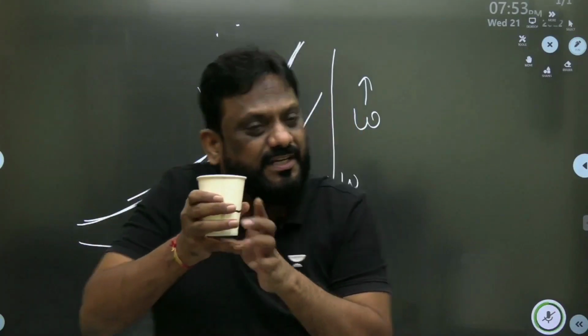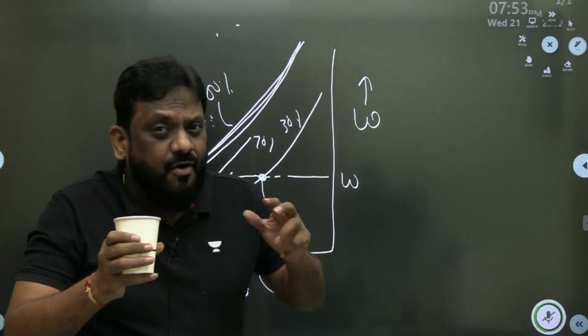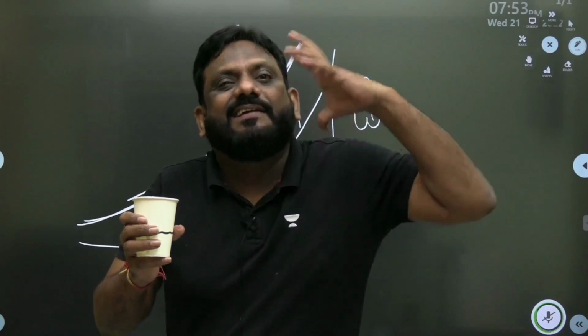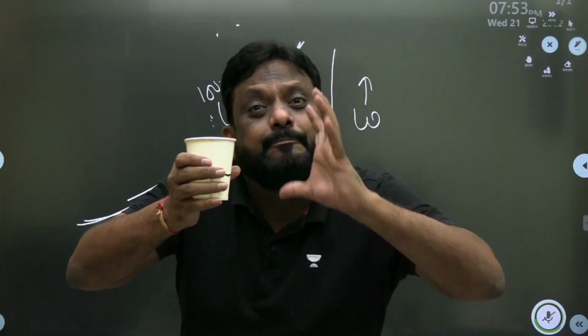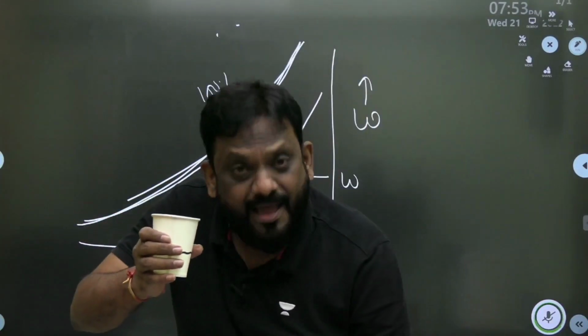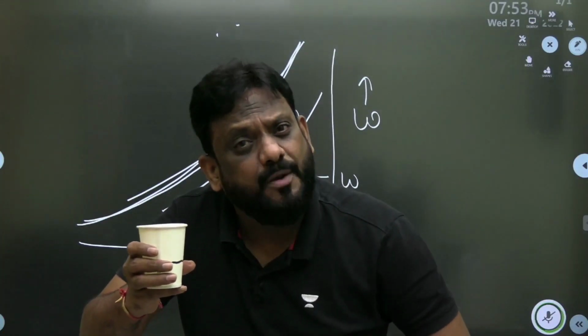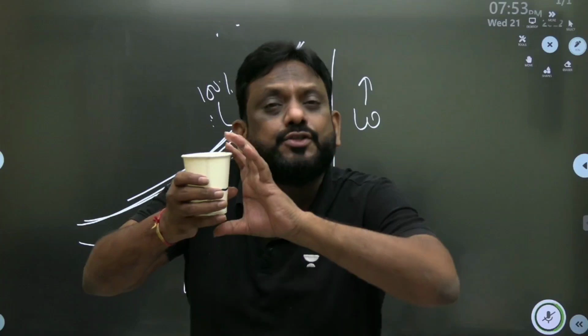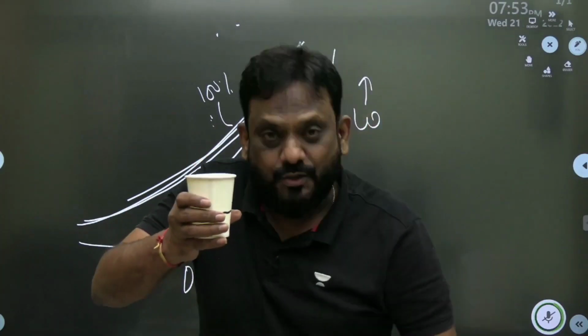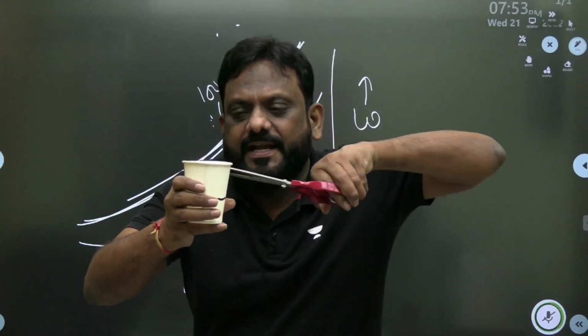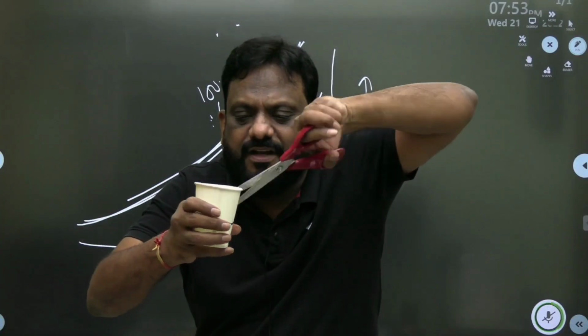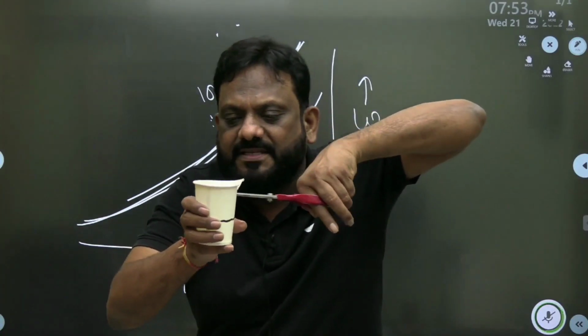Now I'll reduce the temperature. When I reduce the temperature, what will happen to the absorbing capacity? It decreases. This full glass is showing absorbing capacity at 30 degrees centigrade. Now you tell me, at 25 degrees, what is happening to the absorbing capacity? It decreases. Now it is no more a full glass, it is becoming less.